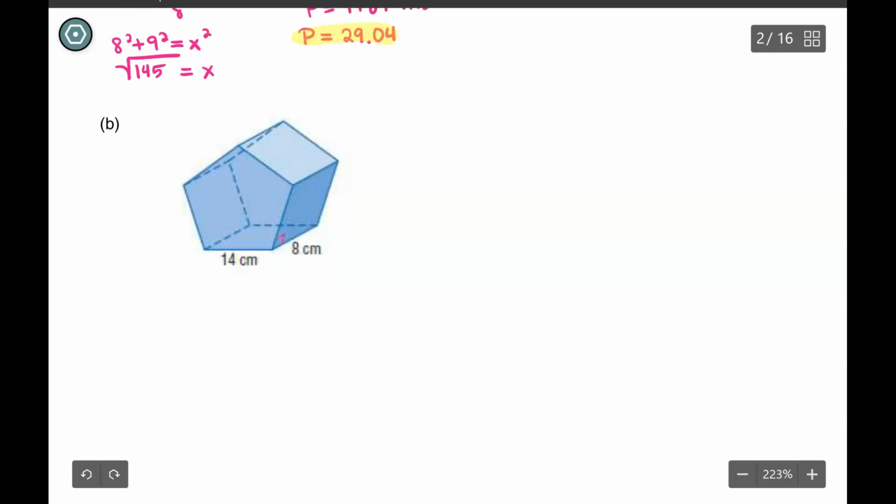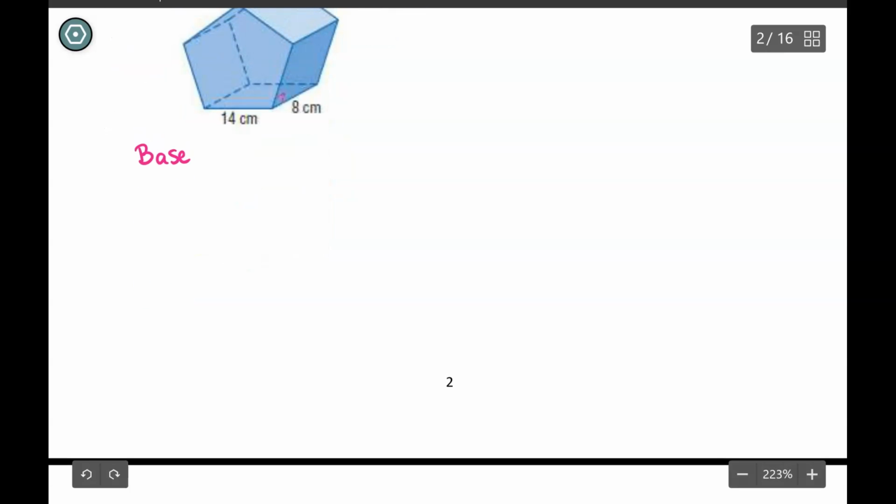Next one. Okay, so first thing we want to do is identify which shape is the base. Remember, there has to be two congruent parallel bases. So in this case, it can't be this. That's just one of the lateral faces. The base in this case has to be the pentagon, because we have another pentagon in the back there. So I'm going to draw the base. You don't need to do this, but sometimes it helps. I want to focus on finding the area of that base, and I need to find the perimeter of the base.